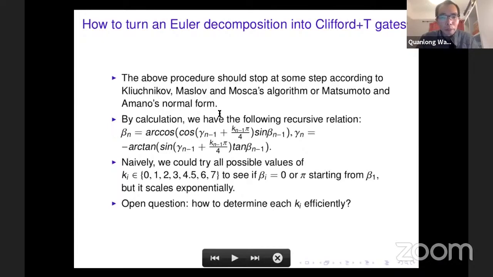Also by calculation, we have the following recursive relation, which represents beta n by the previous betas and the gammas, and also for the gamma. So how do we decide each ki? Because ki has finitely many values, eight, we can try all the possible values to see if beta i is 0 or pi, beginning from beta 1. But this is naive because it scales exponentially. As I said, it's ongoing work. So the open question is how to determine each ki efficiently.